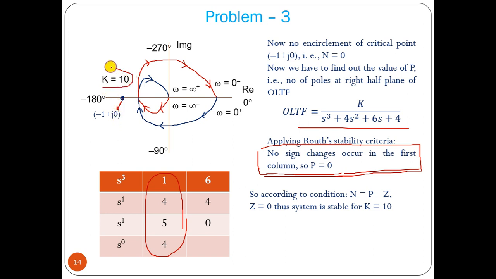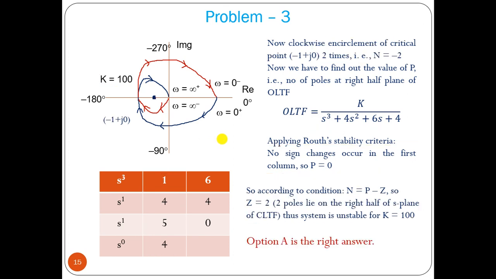At that time k equal to 10, the critical point is not enclosed by this Nyquist plot. Then N equal to 0, and P equal to 0, so Z equal to 0, and the system is stable for k equal to 10. There is no doubt.